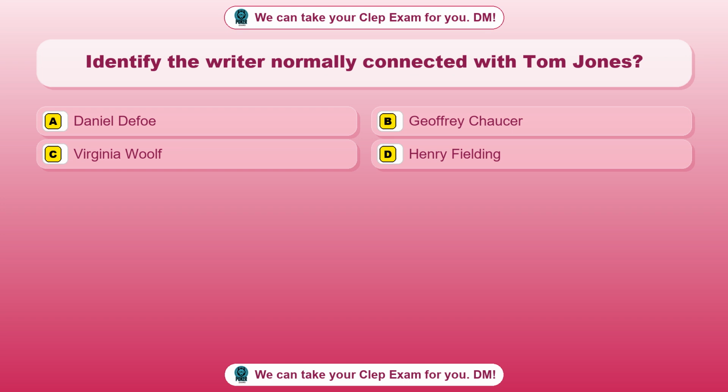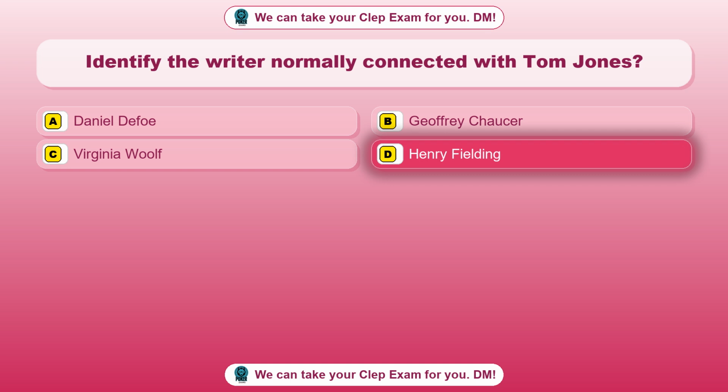Question 3. Identify the writer normally connected with Tom Jones. Option A. Daniel Defoe. Option B. Geoffrey Chaucer. Option C. Virginia Woolf. Option D. Henry Fielding. The correct answer is option D.